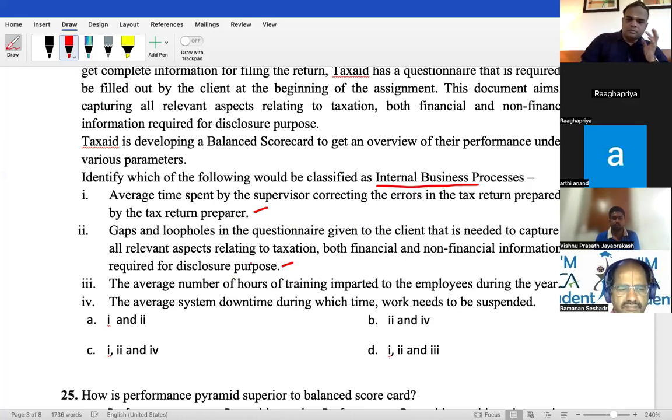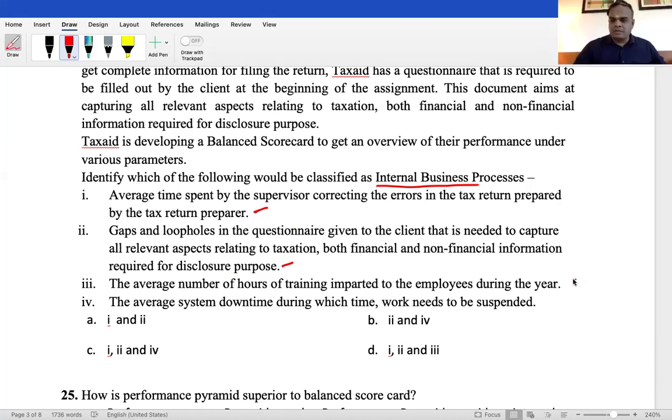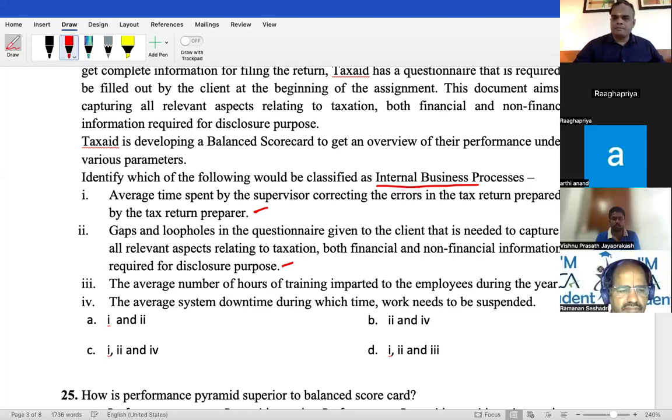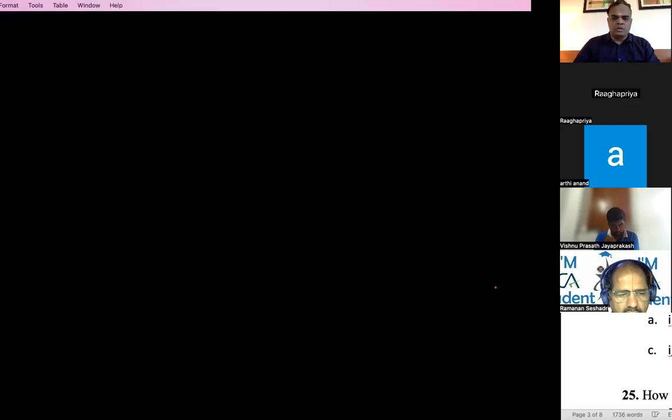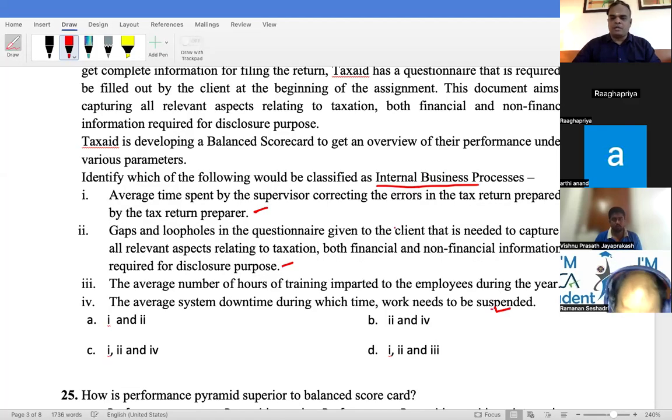Point 3. The average number of hours of training imparted to the employees during the year. That does not come under this particular internal business perspective, am I right? Point 4. The average system downtime during which time work needs to be suspended. Okay. So 1, 2, and 4 will form part of internal business for this particular job.